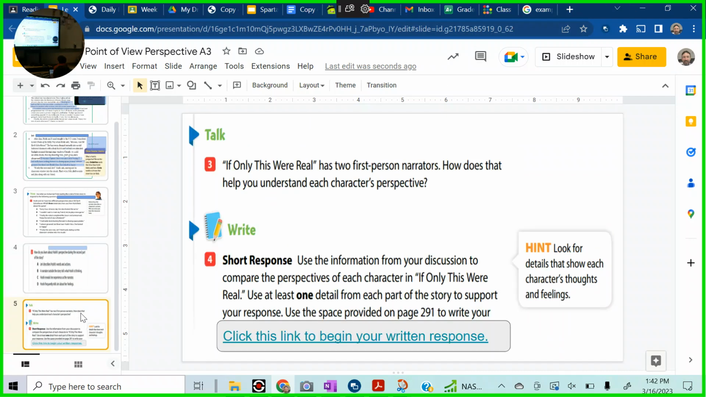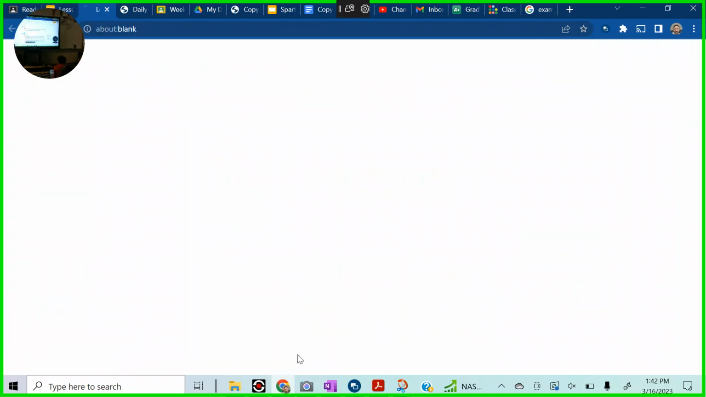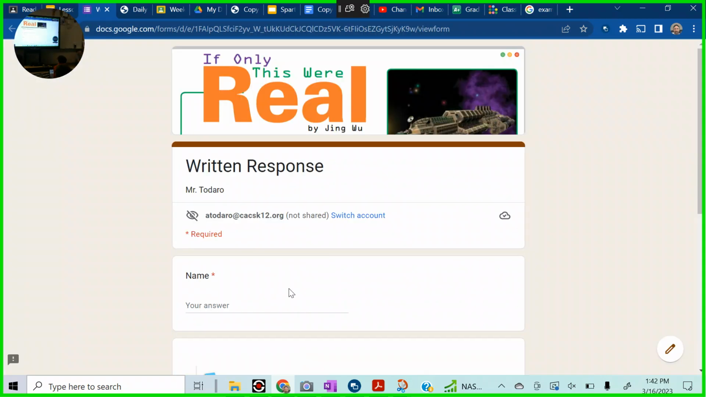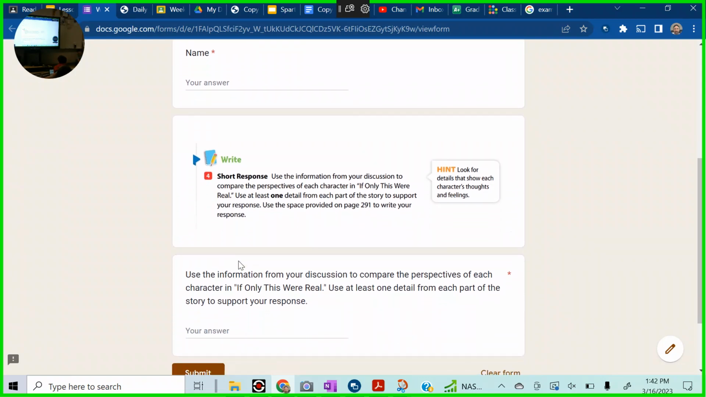But then here's the clincher. When you get down here, you're going to click on this link. It's going to bring you to a Google form. You'll put your name in, and then it asks you this: use the information from your discussion and your Venn diagram to compare and contrast the perspective of each character. So you're going to write a paragraph comparing and contrasting the two different character perspectives, Hoshi and Jerry. Has everybody got it? Yeah. All right. I'm going to give you about 15 to 20 minutes and get after it. Let's go. Get after it.